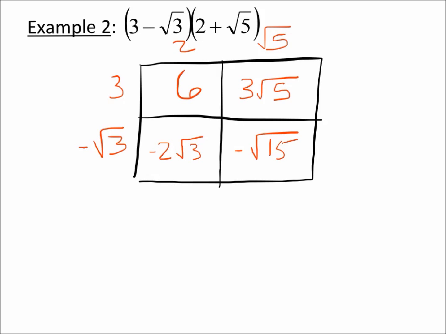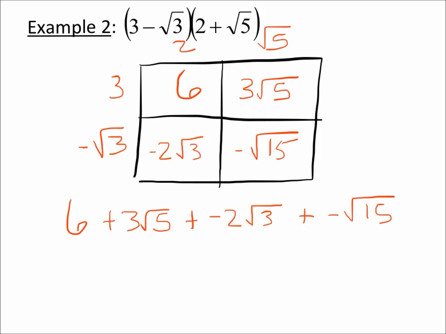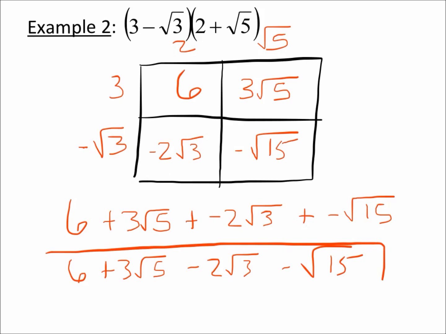So now I write everything out: 6 plus 3 square root of 5 plus negative 2 square root of 3 plus negative square root 15. We would probably rewrite this, instead of writing plus a negative, we would probably write 6 plus 3 root 5 minus 2 root 3 minus the square root of 15. But to be honest, both of these would be accepted. But this would probably be the way that a mathematician would write their answer.